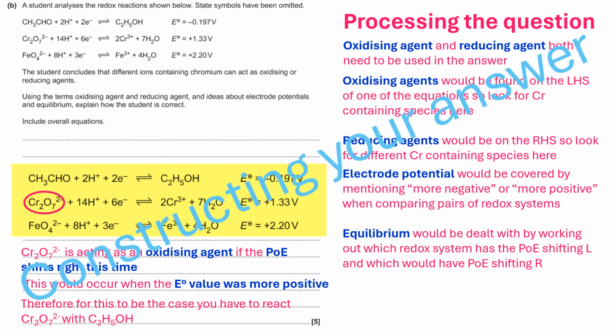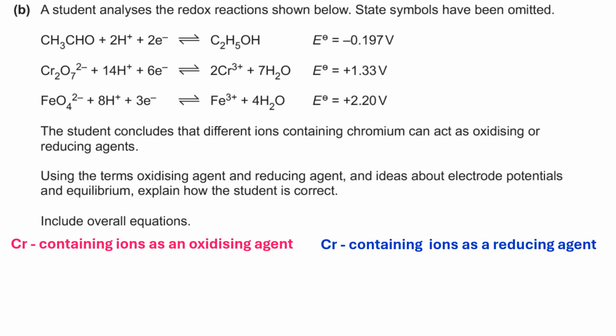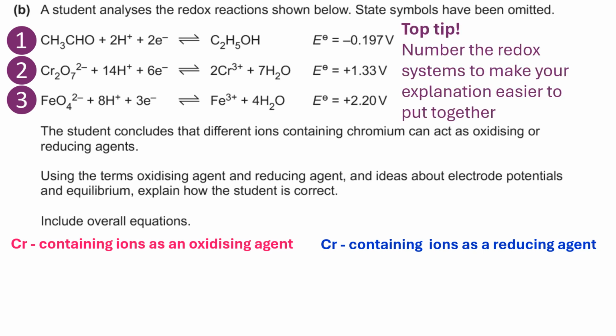So let's take all that and start thinking about how we're going to construct our answer. Zooming in on what the question actually requires, let's think about identifying the chromium-containing ions as an oxidizing agent and the chromium-containing ions as a reducing agent, and putting together what we've just discussed. To put it into words, I think it's quite useful to number the redox systems. So instead of saying redox system containing Cr2O7 2- and 2Cr3+, you could just say redox system 2, and the examiner will know what you're talking about, provided, of course, you've actually put the numbers in.